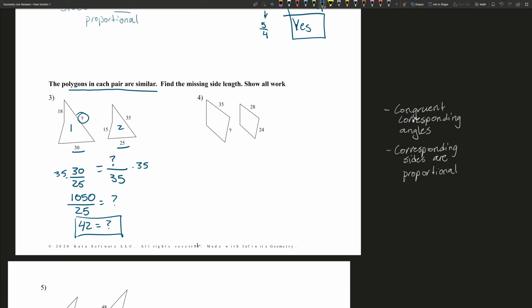Okay, same thing for number 4. 35 corresponds to 28, and then our question mark corresponds to 24. Cross multiply. So this is equal to 840 divided by 28, which is equal to 30.